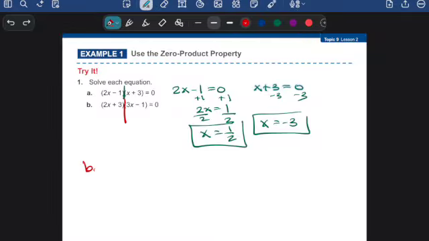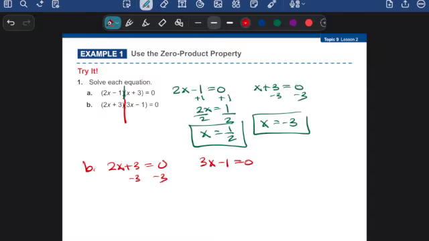Let's do b down here. I'm going to split apart the two binomials and set each factor equal to 0 and then solve for x. Because of the zero product property, something times 0 will equal 0.